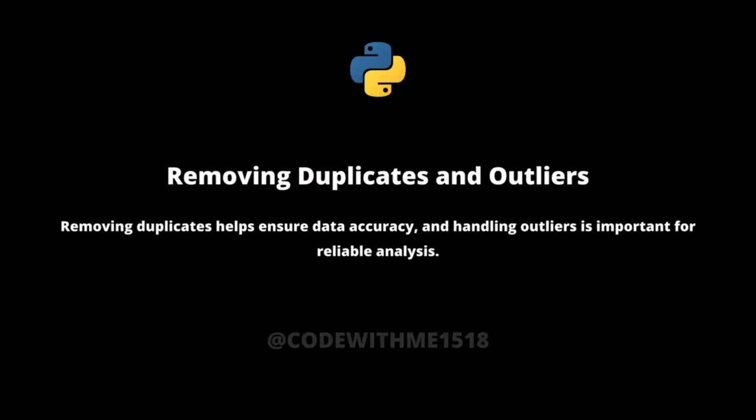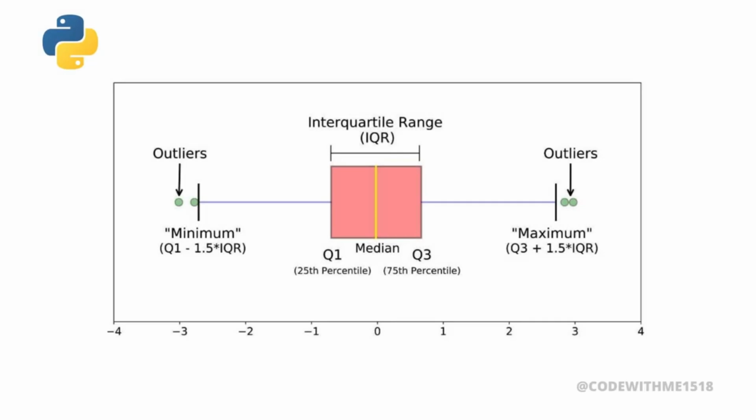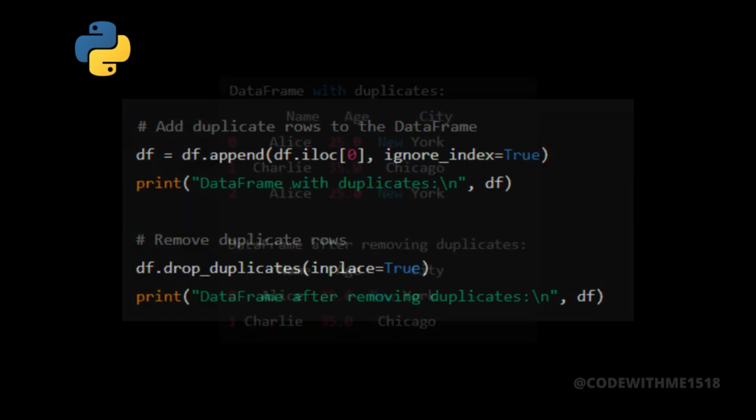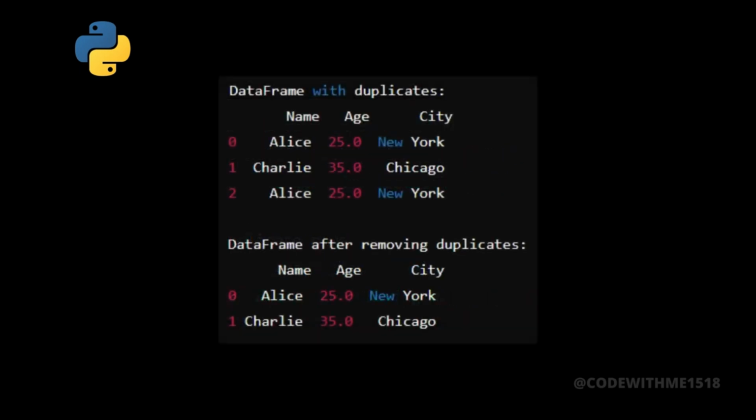Next, let's tackle duplicates and outliers. Removing duplicates helps ensure data accuracy, and handling outliers is important for reliable analysis. Here's how to remove duplicates from a data frame. Let's run the script to see the output after removing duplicates.